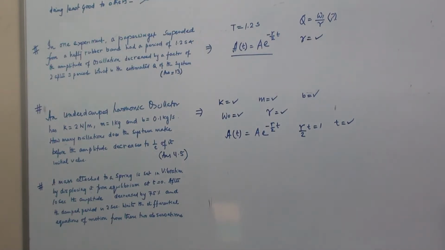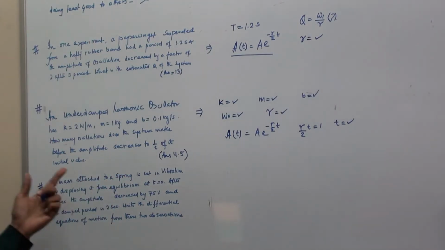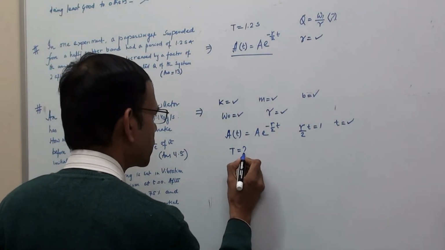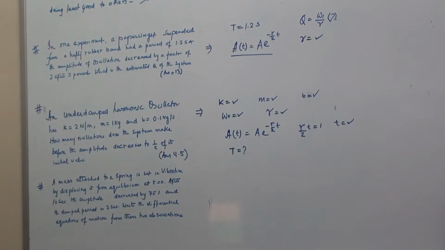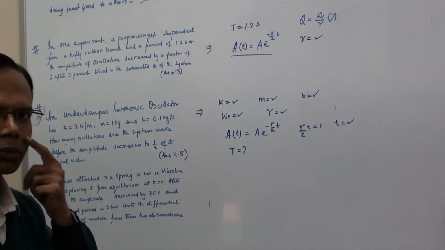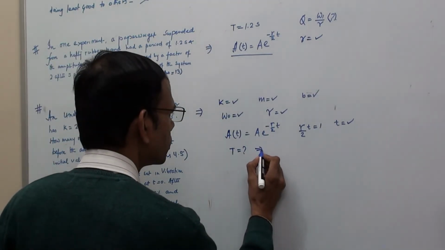The moment you find out the value of t, if you know the value of capital T, that is the time period, you can find out the number of oscillations. So now your next goal is to find out the capital T. Now how will you find out capital T? Here we will see another important formula which we have studied. We have to find out capital T. That means we have to find out the value of omega 1.